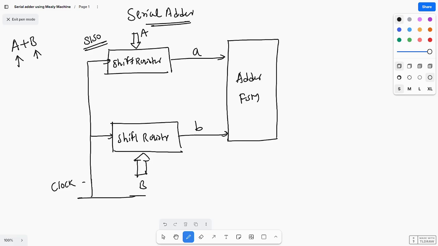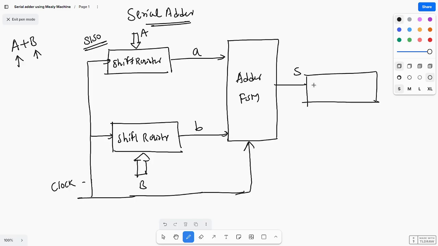This is the common clock for this FSM, and you are getting the sum. This is one more shift register for storing the sum, and here also a common clock is given to this shift register. From the shift register you are getting the sum A plus B. So this is the basic block diagram for the serial adder.